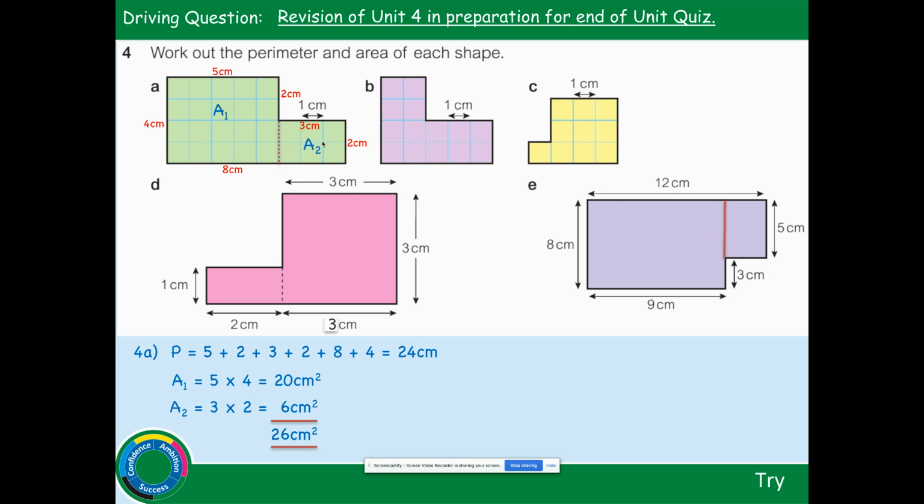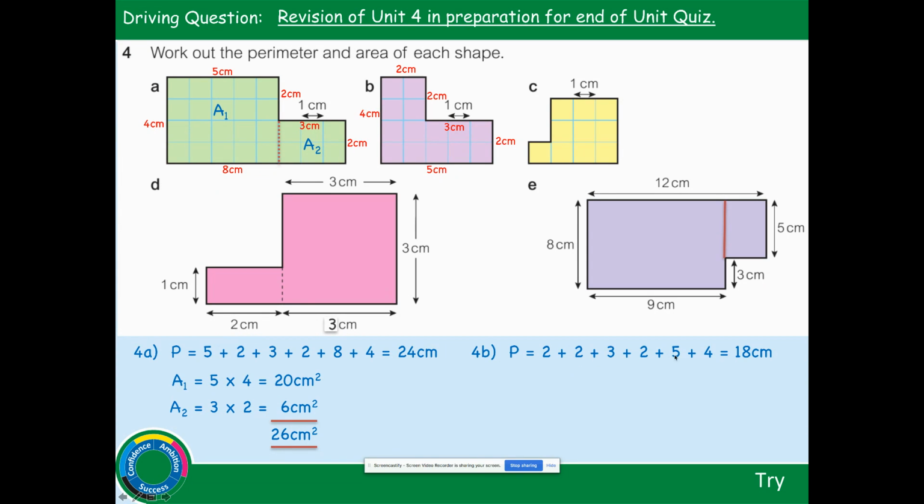Okay, so if I look at B, I'm going to add my distances around the edge first. So I've got 2 along there. I've got 2 down there. I've got 3 along here. 2, 1, let's just check. 1, 2, 3, 4, 5 along there. And 1, 2, 3, 4 up there. Okay, so I find my perimeter by adding all these lengths together. So 2, add 2, add 3, add 2, add 5, add 4, makes 18.